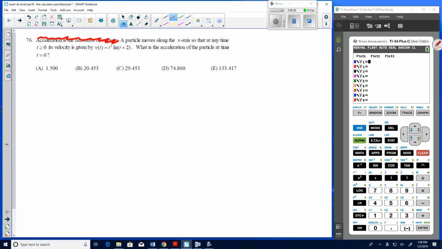A particle moves along an x-axis. This is in a straight line, so that any time the velocity is given by, what is the acceleration? So all we have to do is find the derivative of this function evaluated at 6. And there's a very nice app that does that. On the calculator, we could enter in this function, t squared log of t plus 2. And if I want, I could actually use alpha t. There's no need to do this, but I'll do it here in this example. T squared log of t plus 2, alpha t plus 2.